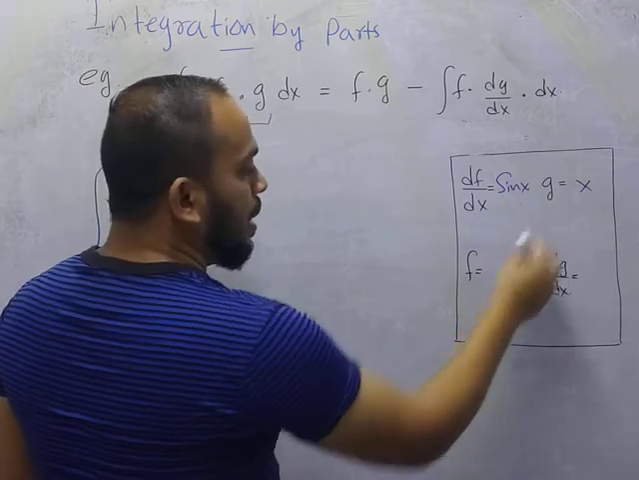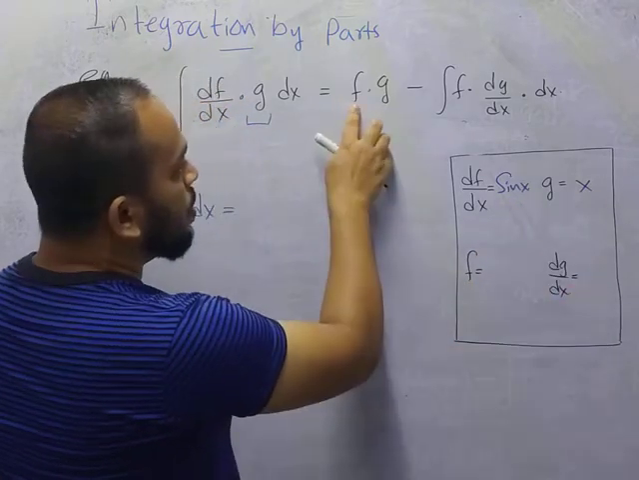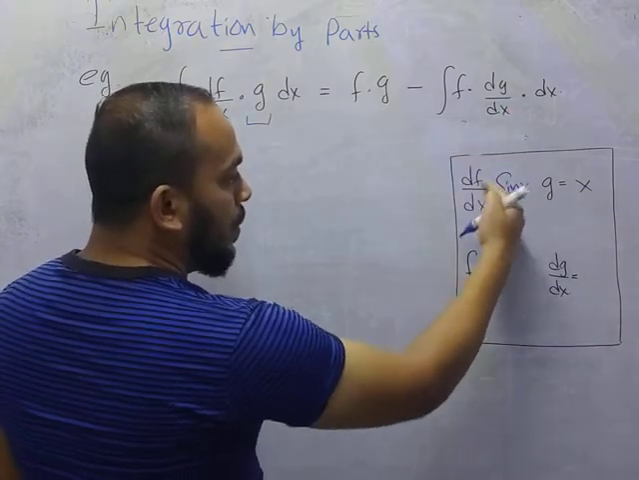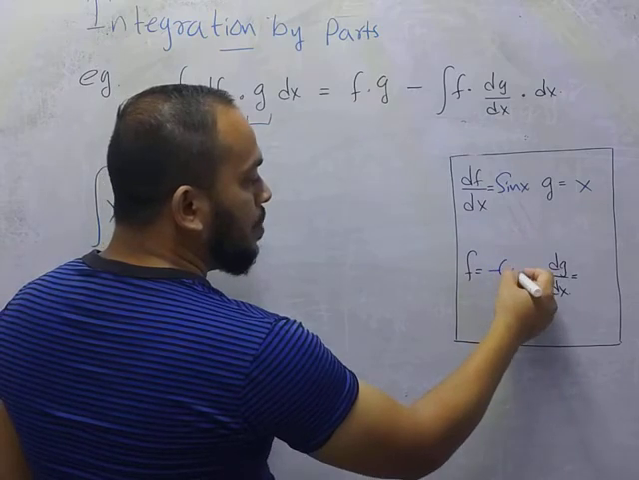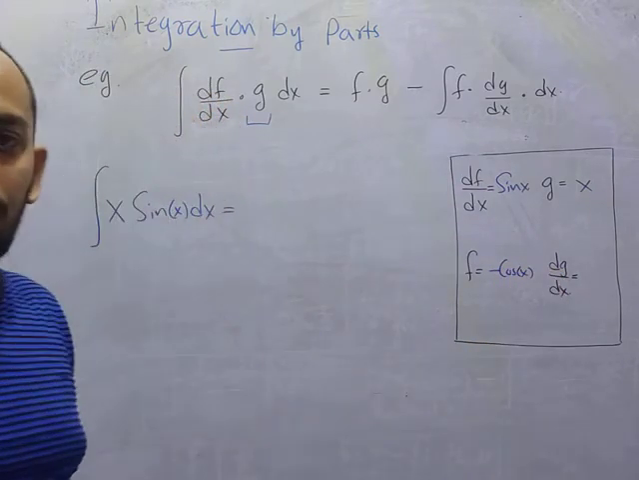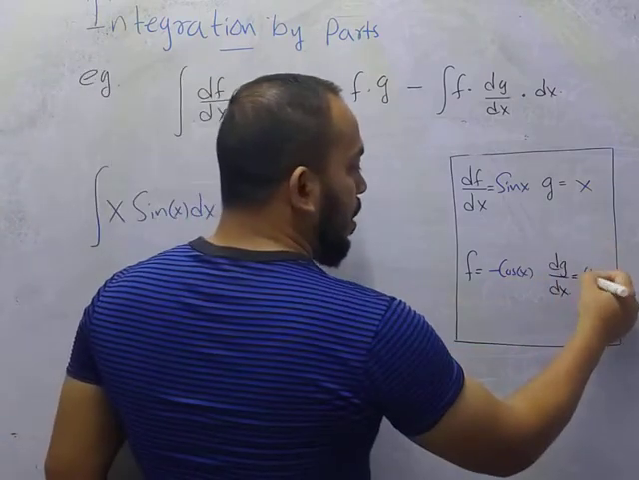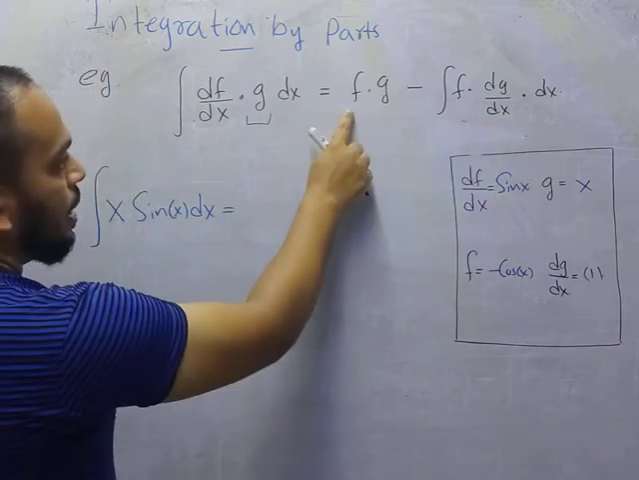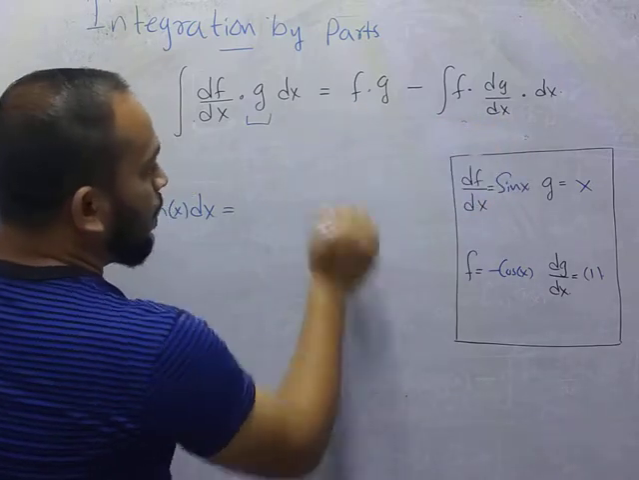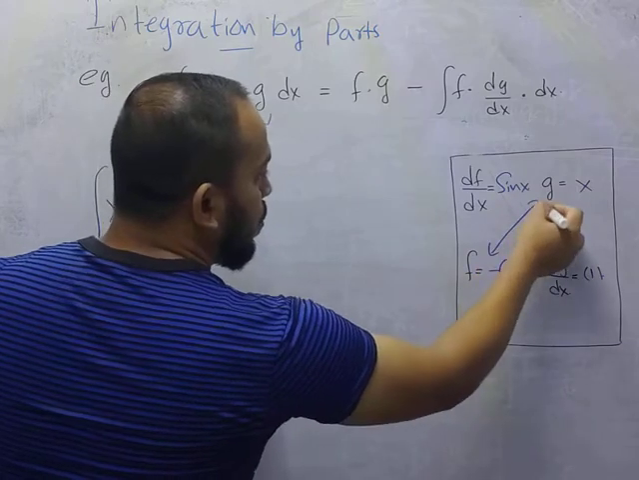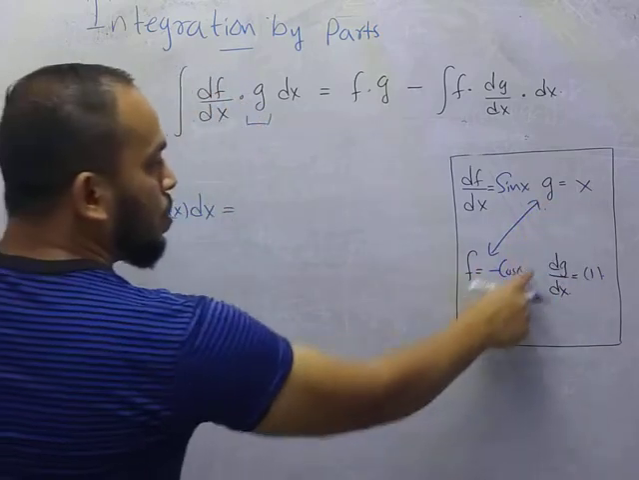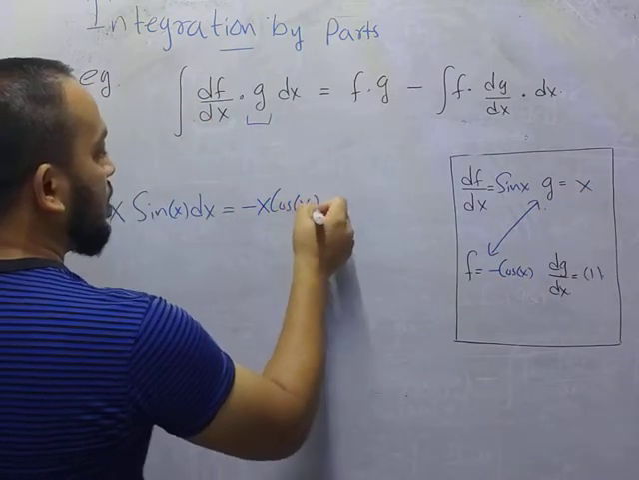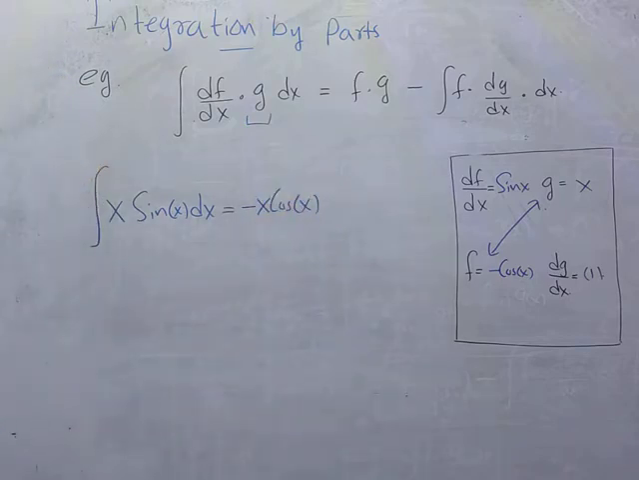Okay. Now once you obtain this, you have to find f and dg by dx, because on this side you have f and dg by dx. So how do you obtain f? You have to integrate sine x. If you integrate sine x, it will be minus cos x from standard integrals. If you differentiate x, you get 1. Right. Now we have to write the right hand side. On the right hand side, you have the product between f and g. So x into minus cosine x, that means minus x cos x, right?